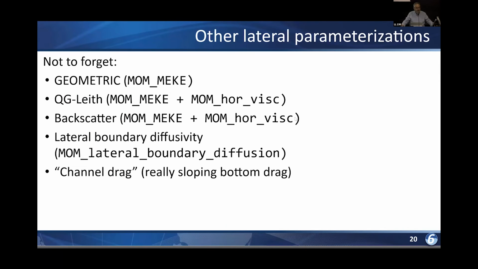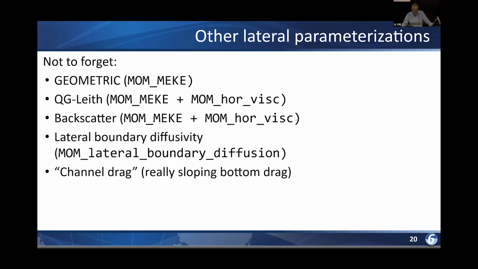So there are other schemes available to you, some of them through the same modules you've already seen, or via various combinations. Geometric is a parameterization from David Marshall's group, and we can reproduce that, I believe, through the MEKE module. QGLETH is a parameterization from Scott Bachman, and has also been implemented via the MEKE module and in the horizontal viscosity routines. Backscatter by Malte Jansen et al. is something we're currently working on. Talk to Jenny, who's now our local expert on all this stuff.